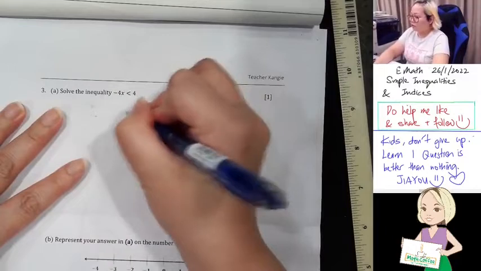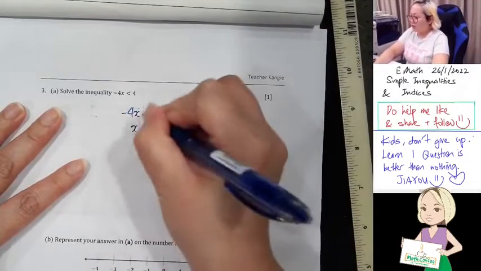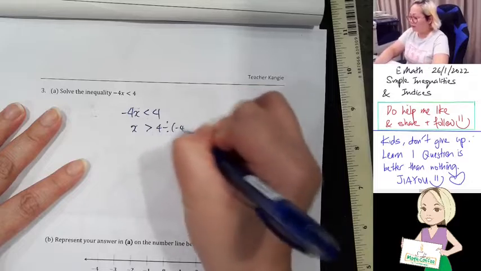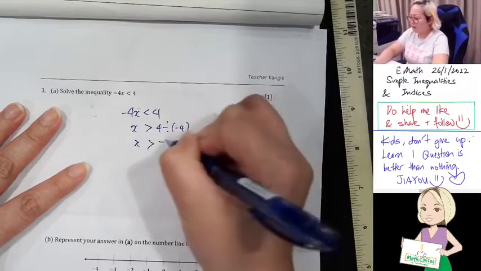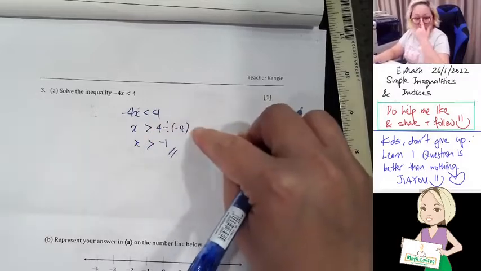Okay? So minus 4x less than 4. So x, again, I divide by negative 4, right? So flip the sign. 4 divided by negative 4. So x is more than negative 1. So I flip the sign because I divide by a negative number.